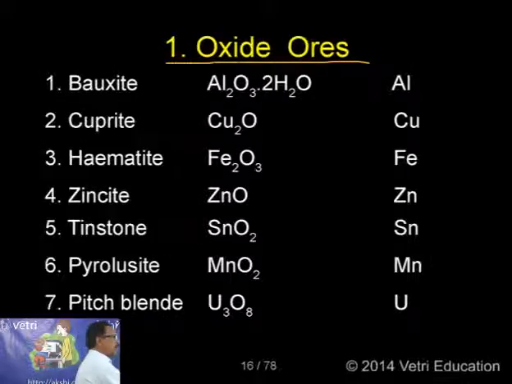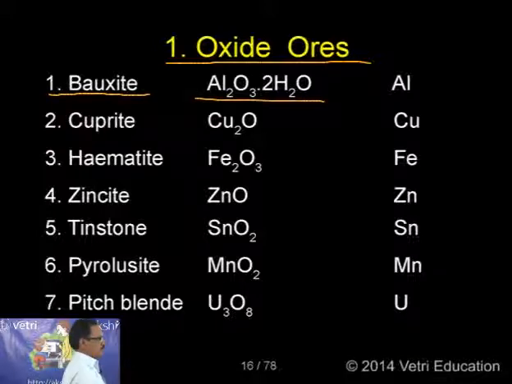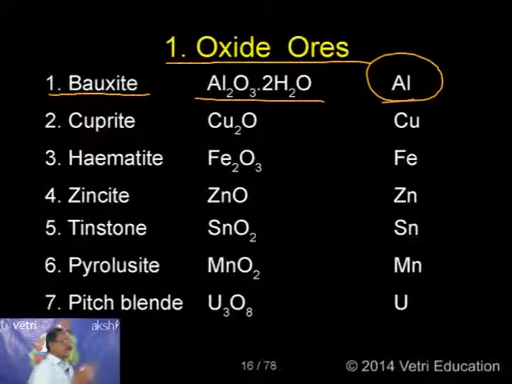So coming to the oxide ores, I have given the list now. Bauxite is an oxide ore having the molecular formula Al2O3.2H2O. The main metal we are getting from this is aluminium. So aluminium is the metal we are extracting profitably from the ore bauxite, molecular formula Al2O3.2H2O.